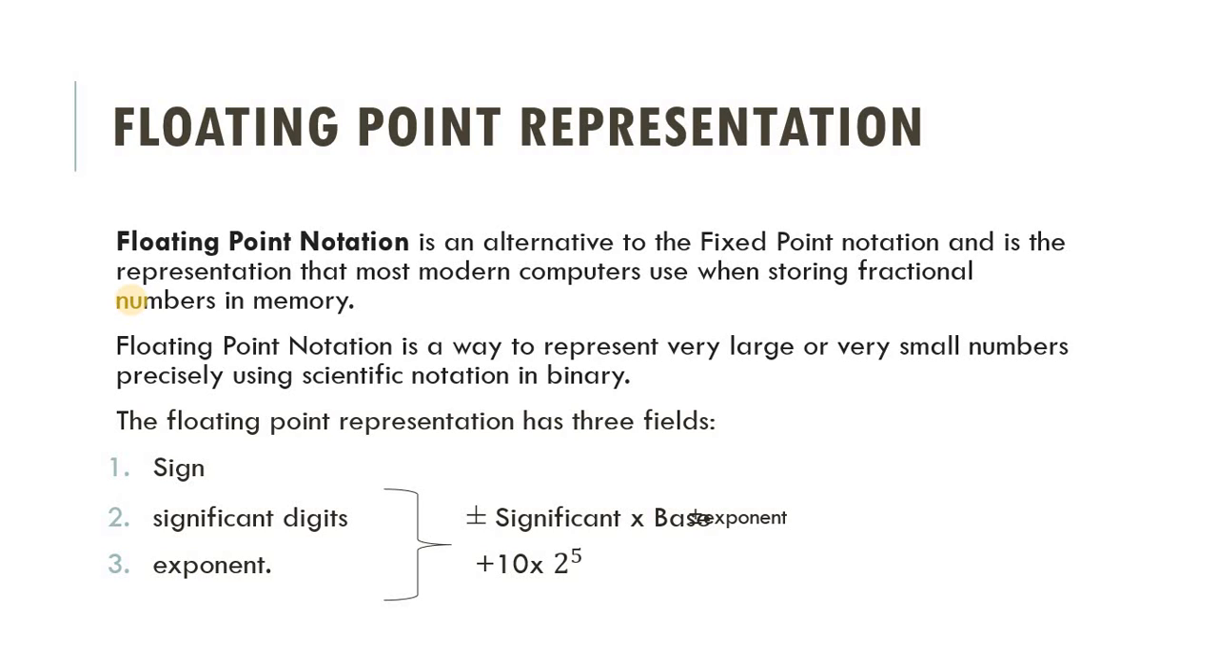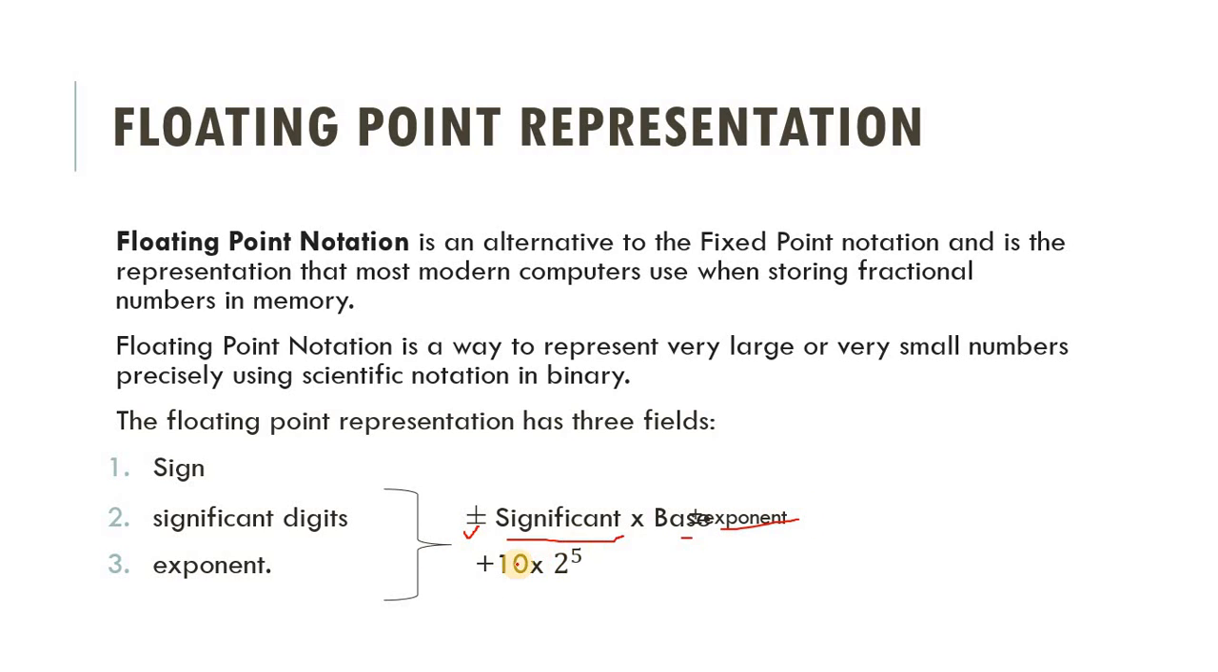Floating point notation is a way to represent very large or very small numbers precisely using scientific notation in binary. The floating point representation has mainly three fields: sign, significant digits, and exponent. This is the syntax of a floating point number. First is a sign, which can be plus or minus, then the significant digits, meaning the actual integer value, and then a base raised to some exponent.